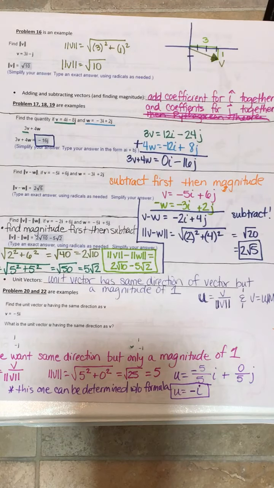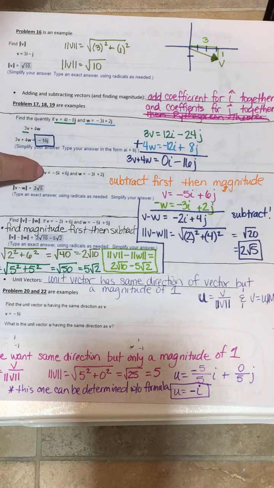Okay, we're going to do two examples here, guys. This first one says, find the magnitude of V minus W. It's very different from finding the magnitude of V minus the magnitude of W. So we're going to do this one first.